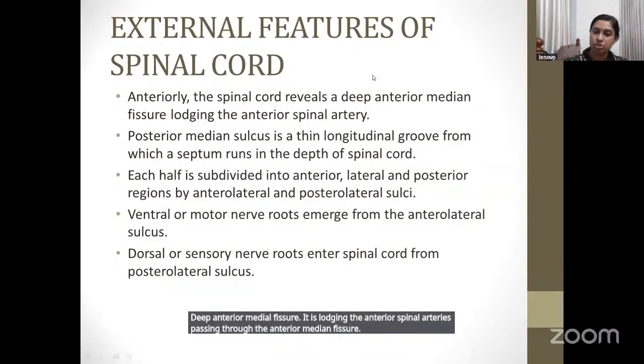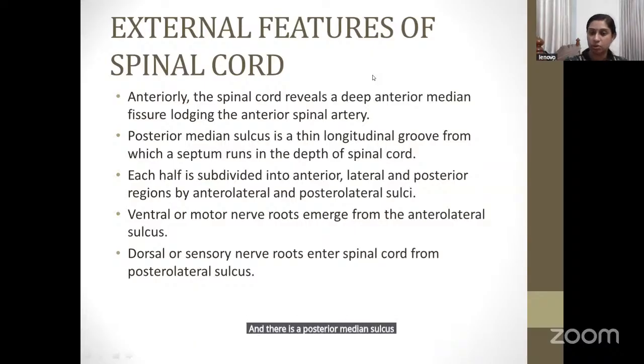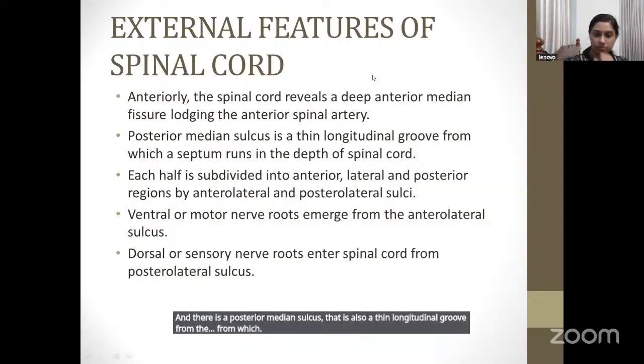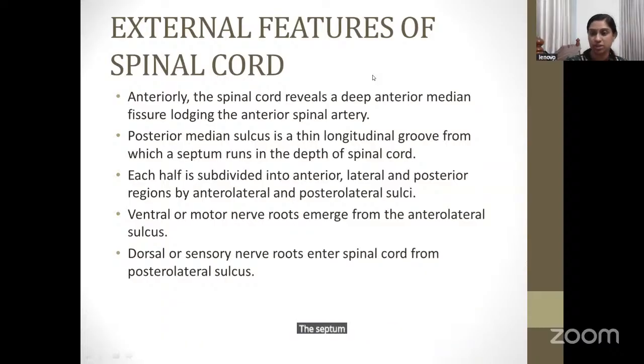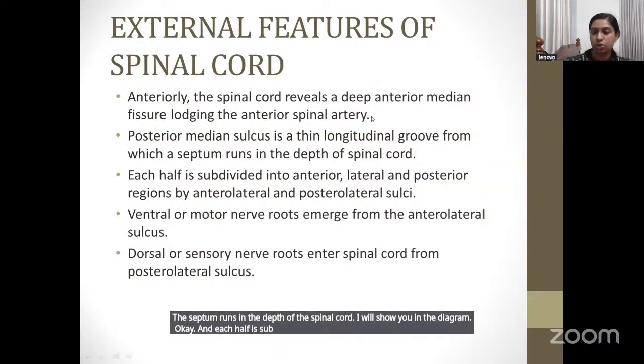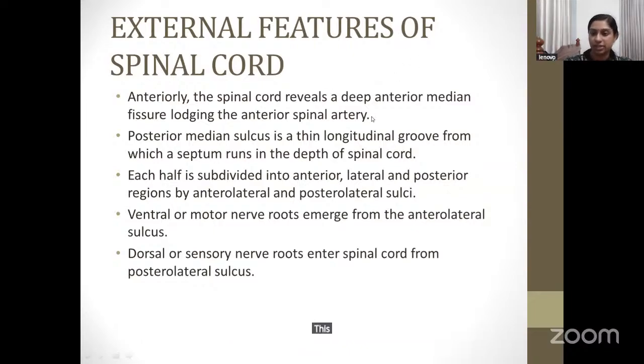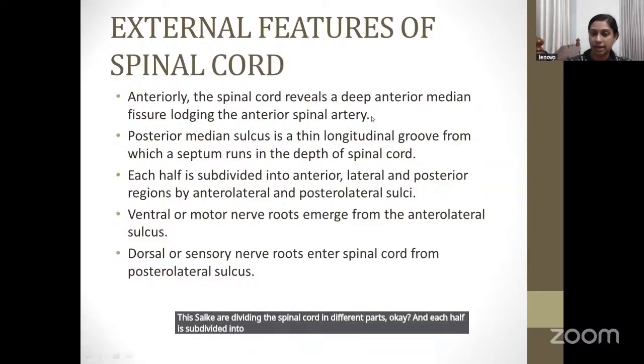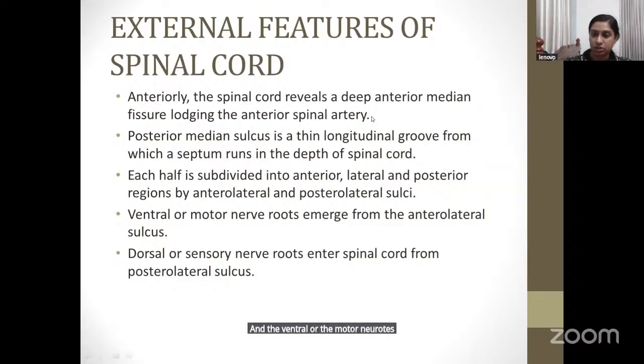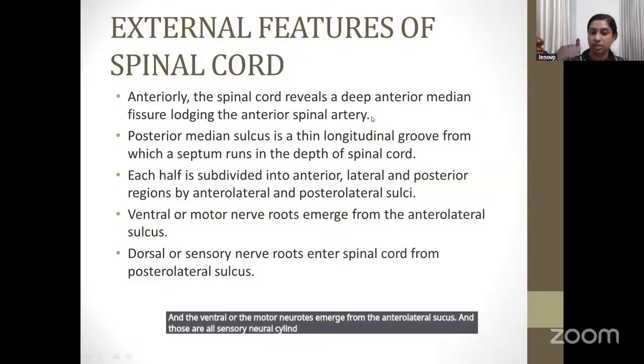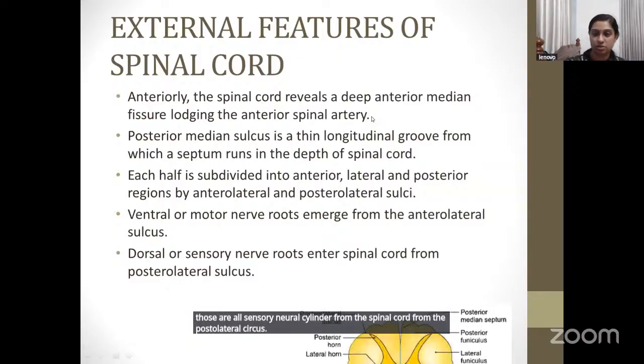And there is a posterior median sulcus, which is a thin longitudinal groove from which the septum runs into the depth of the spinal cord. I will show you in the diagram. These sulci divide the spinal cord into different parts. Each half is subdivided into anterior, lateral and posterior regions, where the anterolateral and posterolateral sulci are there. The ventral or motor nerve roots emerge from the anterolateral sulcus, and dorsal or sensory nerve roots enter the spinal cord through the posterolateral sulcus. So this is the diagram.